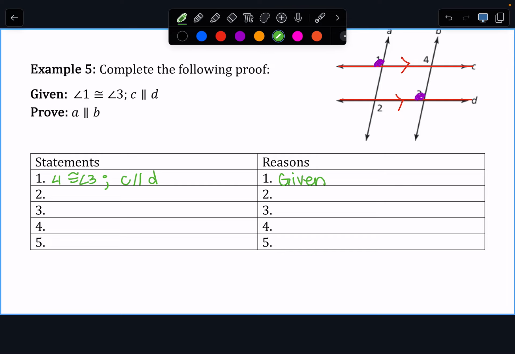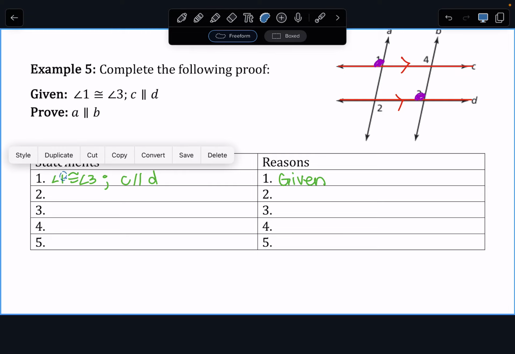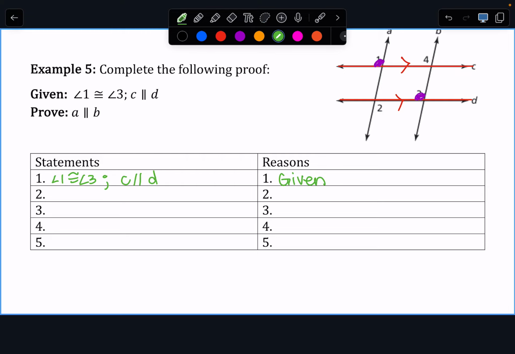We put 1 instead of 4. That is one. This is angle 1. I thought that was... Is that better? Yeah. Okay.